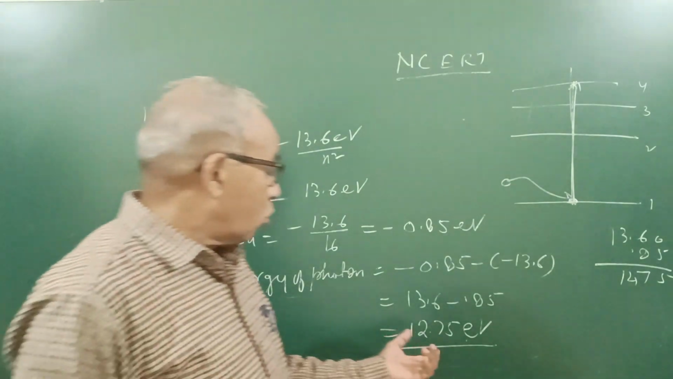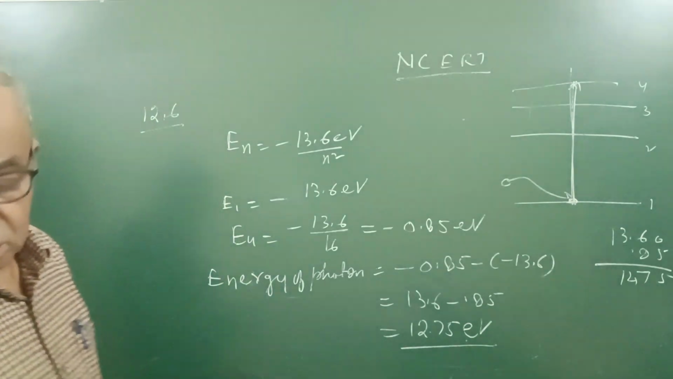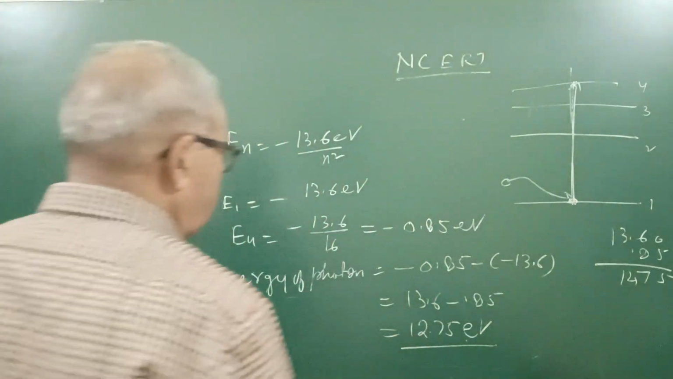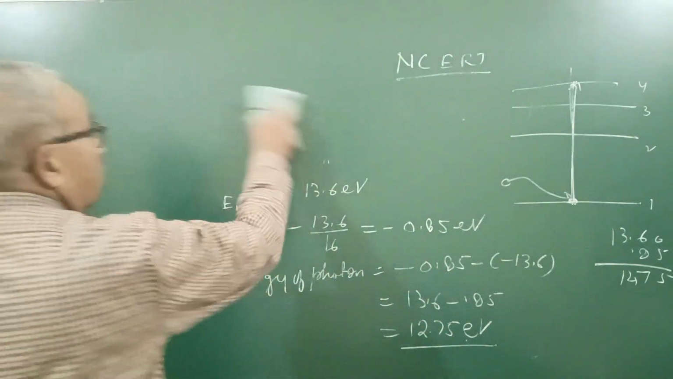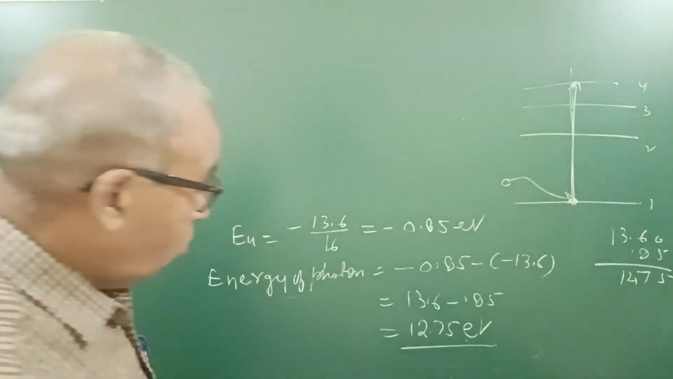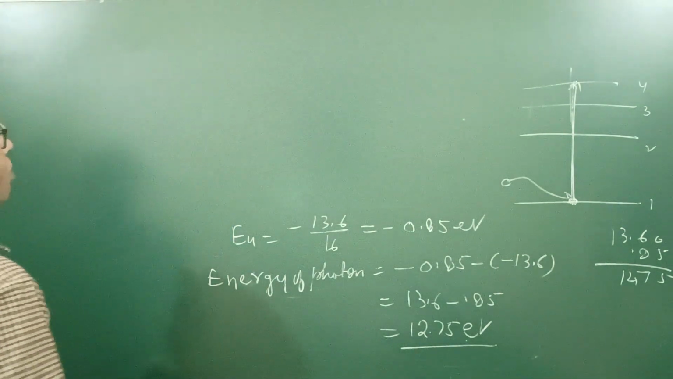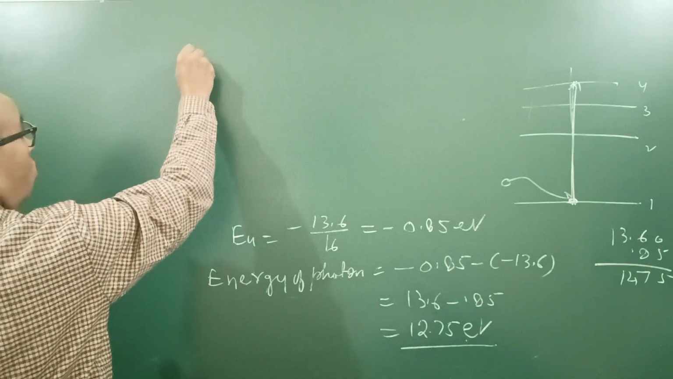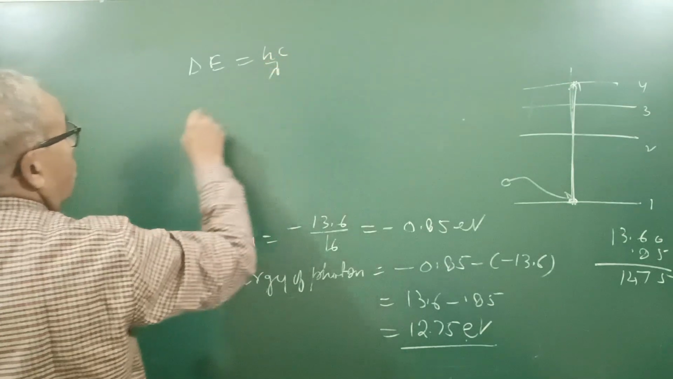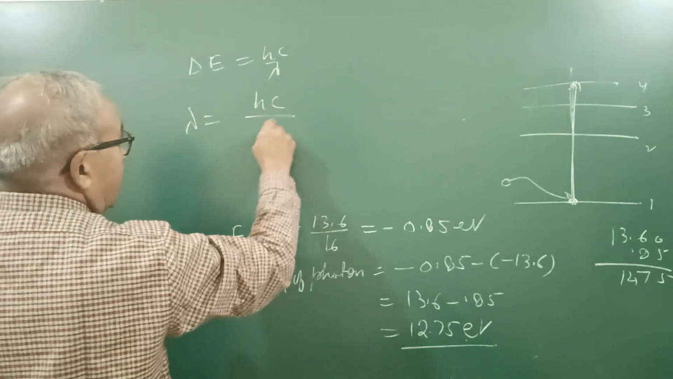You know, the photon of this energy will lie in which region of spectrum of electromagnetic wave? It will be in ultraviolet region. So you are asked frequency and wavelength. So we know delta E equal to hc upon lambda. So lambda equal to hc upon delta E.